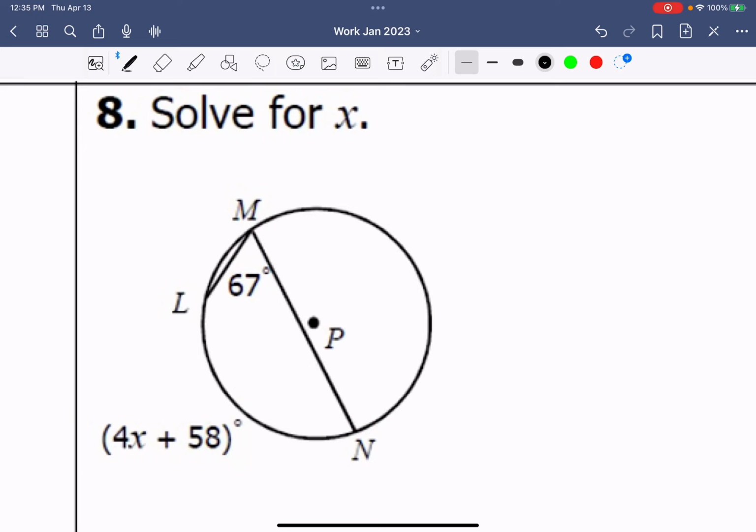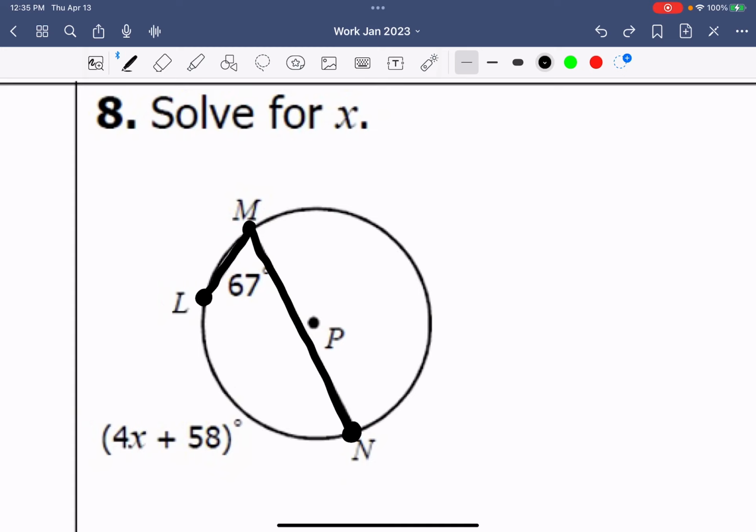I only see one angle in here. L, M, and N. Or you could start from N, go to M, and go to L. That's also correct. It is wrong to start at M. We do not start at M. You never start at the point where they meet. So you can say L, M, N, and that's fine. Or N, M, L, same thing.